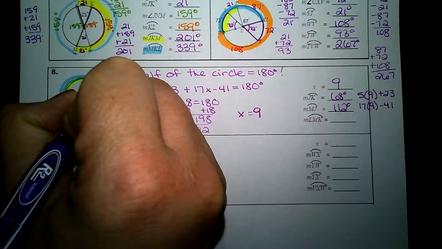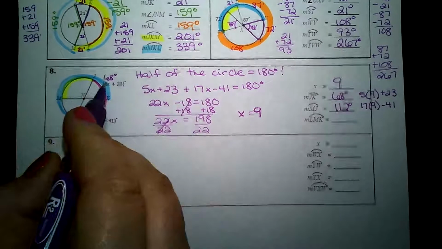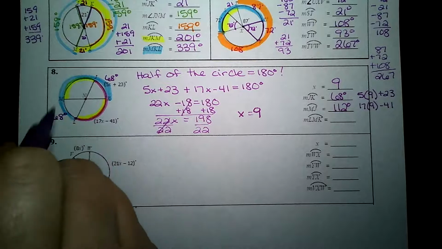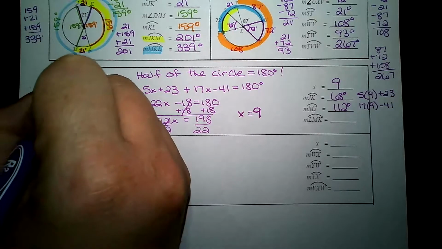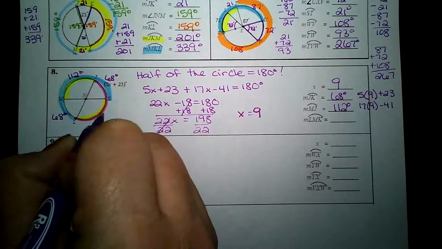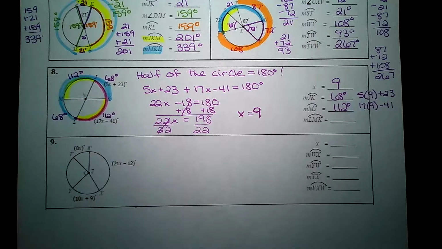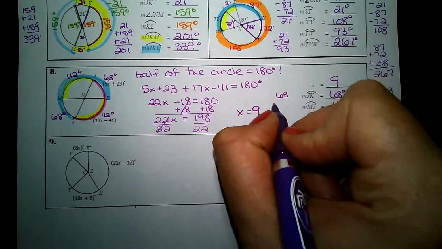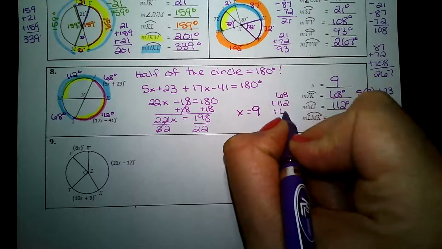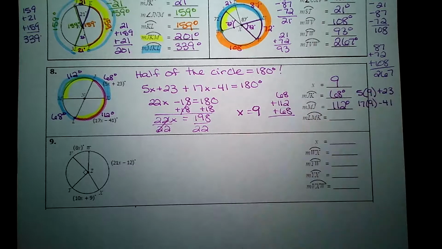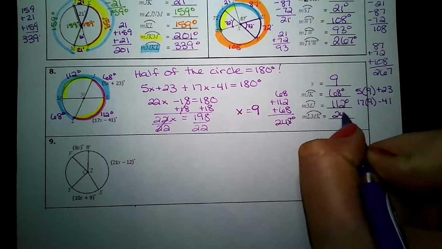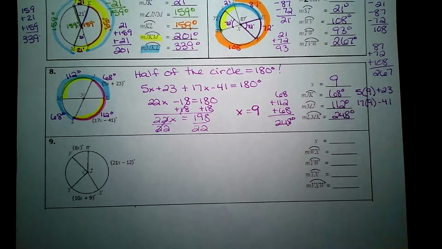We know that JK is 68 degrees, so its vertical arc would also be 68 degrees. And now we know that MJ is 112 degrees, just like its vertical arc is 112 degrees. So if I want to find L to M to K, I could just add up these 3 arcs. 68 plus 112 plus another 68 adds up for a total of 248 degrees. So LMK is 248.